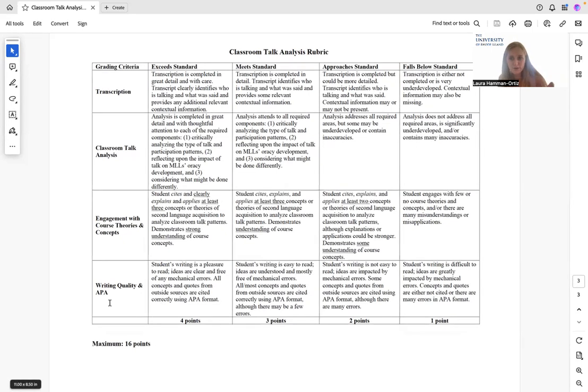Remember to also have a references page with your paper where you list out the full references that you cited. And then in your paper itself, you just use the in-text citations when you are mentioning the theories or providing a specific quote as well.